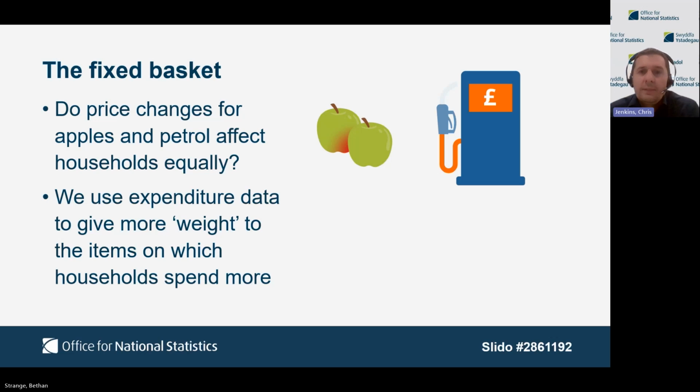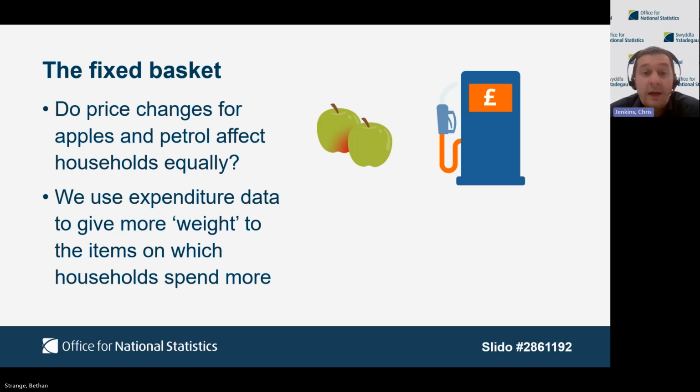So we've spoken about how we update the virtual basket. We're now going to look at the way it is used to compile our price indices. So once we have our virtual basket, we then fix it for a period of 12 months. Using the fixed basket approach helps us understand and reflect the importance of the items we consume.